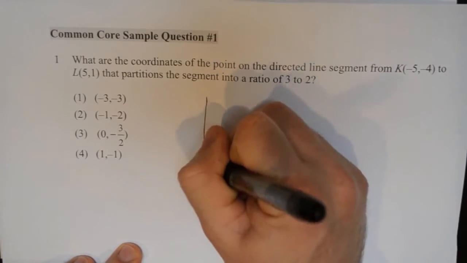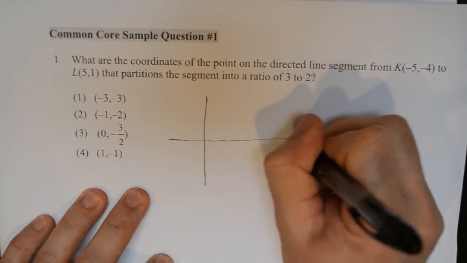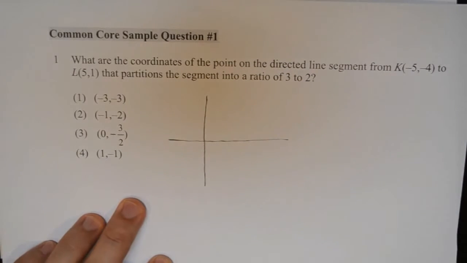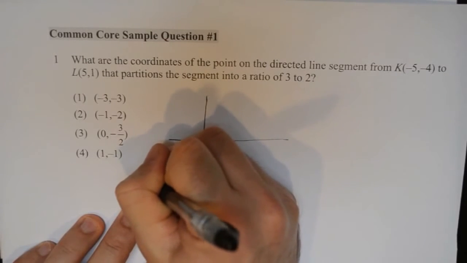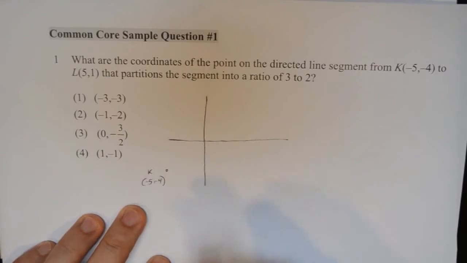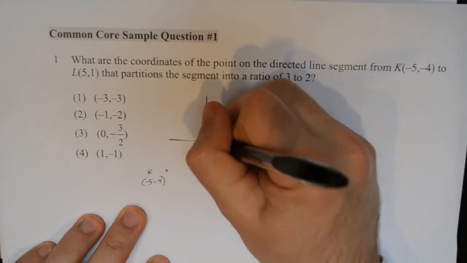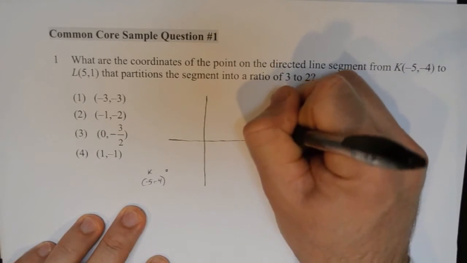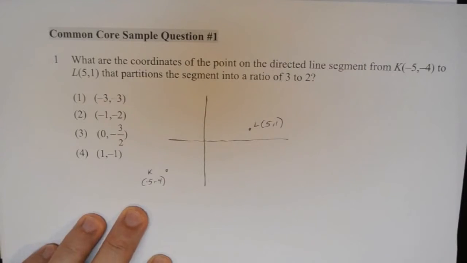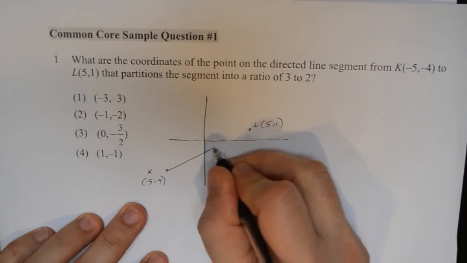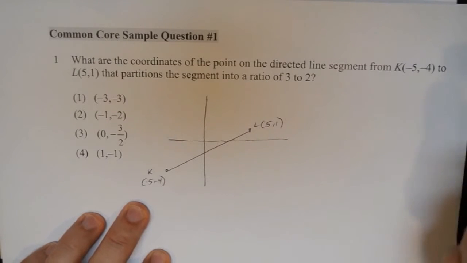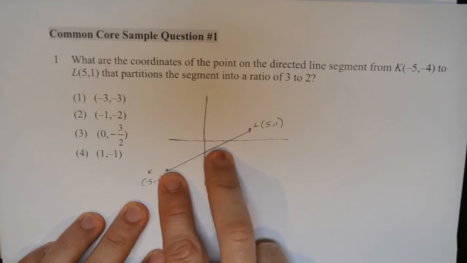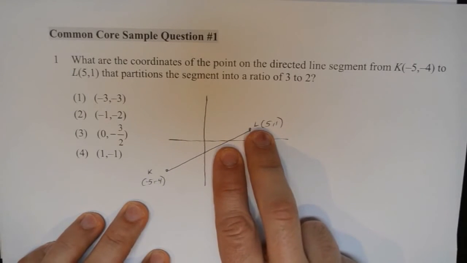So, whoops, looks like my pen is getting a little bit light there. I'll swap that out. So K, -5, -4, I could put that perhaps down here. And L, 5, 1, I'll put that perhaps over here. And so what they're asking me to do is break this line segment into the ratio 3 to 2. That means that I need to find some measurement where 3 times that number fits into that space and 2 times that number fits into that space.